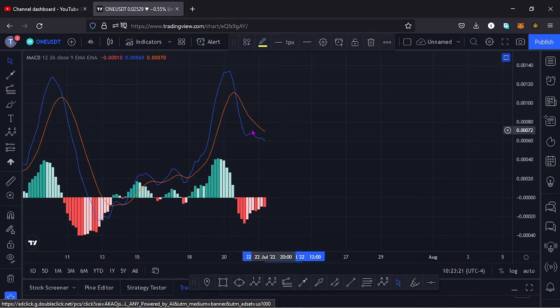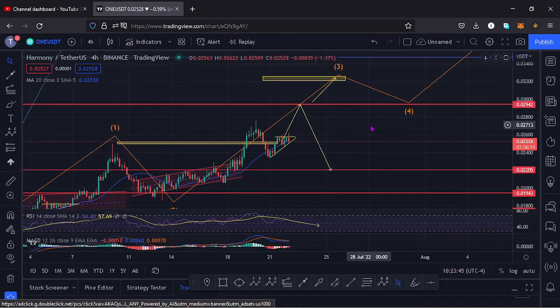and soon we might see another cross over here. So let's be patient and see what the MACD will give us, so that we can be able to make more decisive decisions on where the market could be taking us next. So that's the update for Harmony 1, and I'll keep you updated if any of these moves plays out.